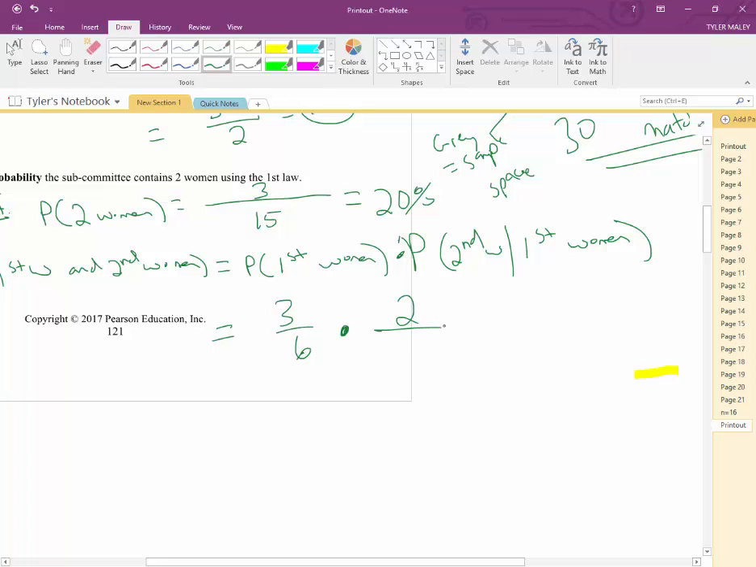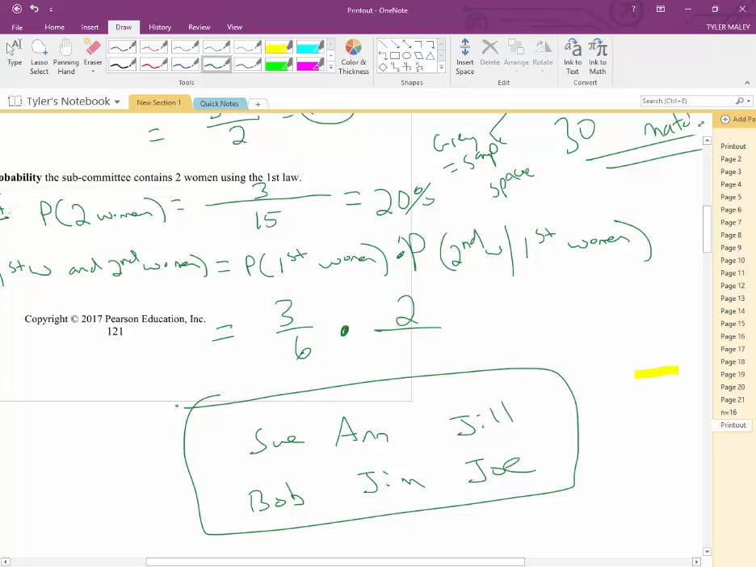So for example, if Jill was taken, there'd only be 2 women left to pick from. So maybe I'll list my people again to make this a little more clear. So we have Sue, Ann, Jill, Bob, Jim, and Joe. So here's my sample space, here's my box. So we're trying to calculate what's the probability that the second will be a woman given the first is a woman.